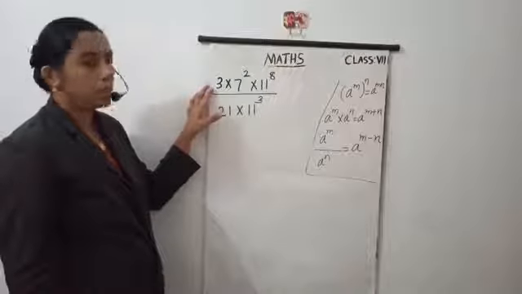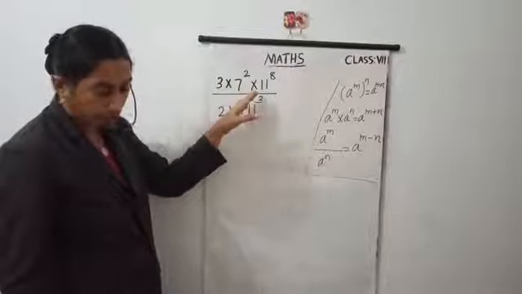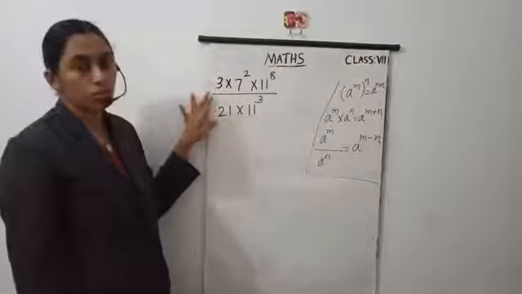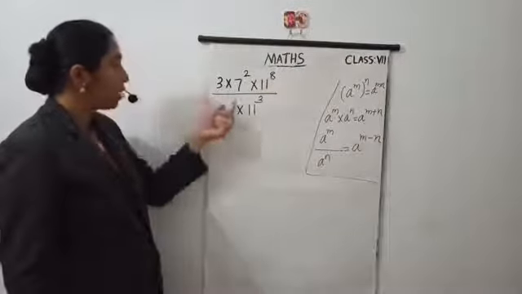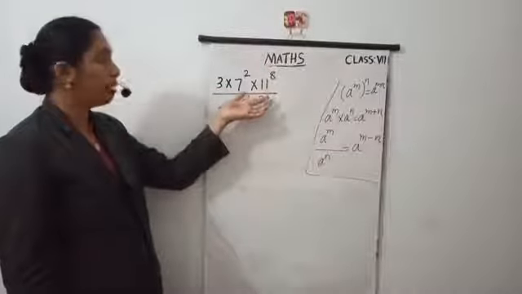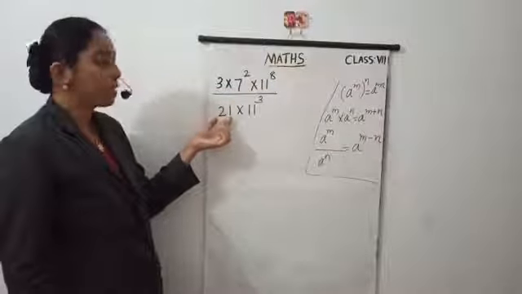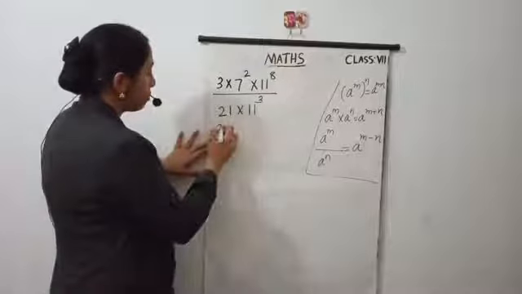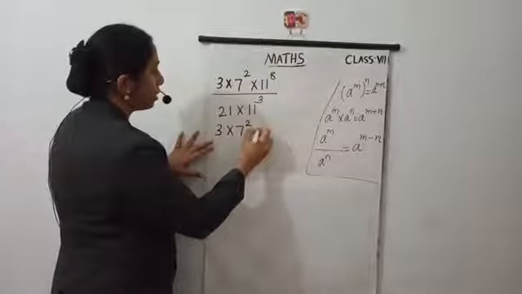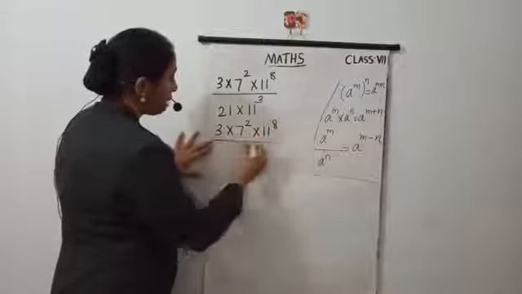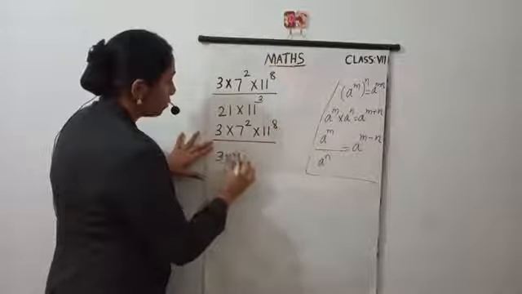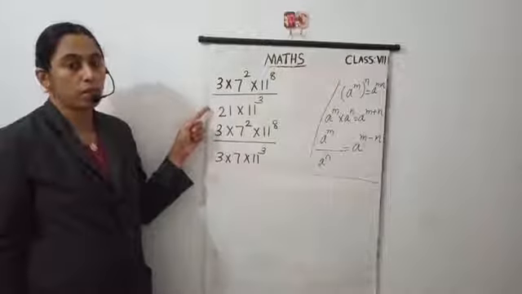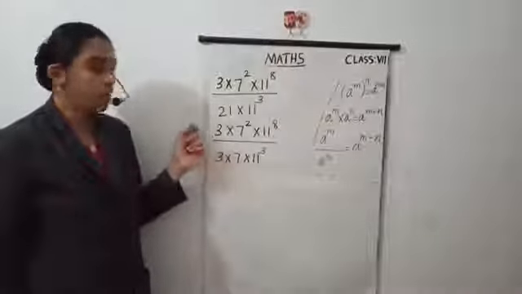So next question, 3 into 7 raised to 2 into 11 raised to 8 by 21 into 11 raised to 3. This is the fourth question. Okay. So here 3, 7, 11 are prime numbers and 21 we can split into 3 into 7, isn't it? So this can be written as 3 into 7 raised to 2 into 11 raised to 8 by 3 into 7 into 11 raised to 3. So here we split 21. 7 3s are 21. 3 and 7 are prime numbers.